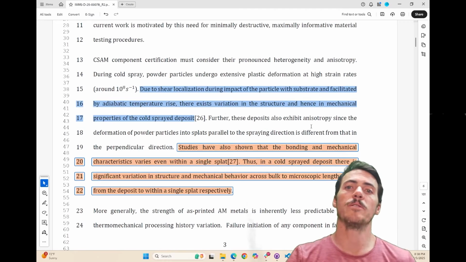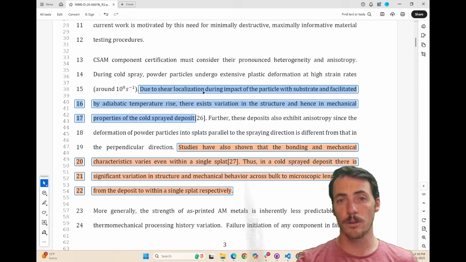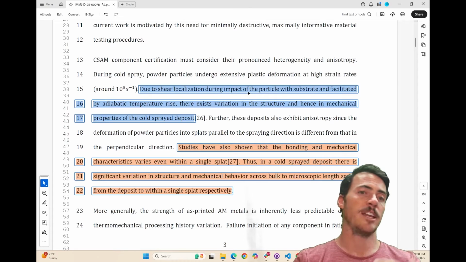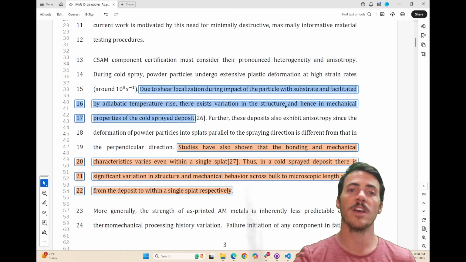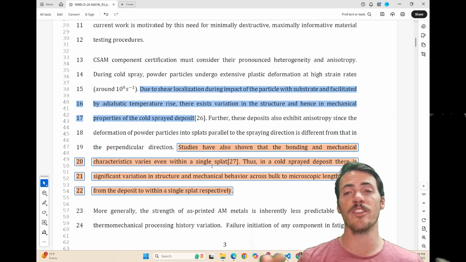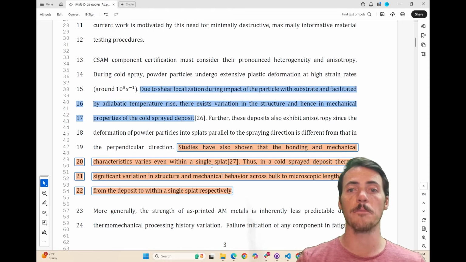Okay, so cold spray additive manufacturing is particularly good to look at this because there's pretty extreme shear localization during the impact of that particle on the substrate. There's an adiabatic temperature rise. This leads to pretty big variation in the structure and therefore the mechanical properties. In fact, people have shown that even within a single splat, there is variation in the bonding and the mechanical characteristics, let alone across a large surface area with many of these things.